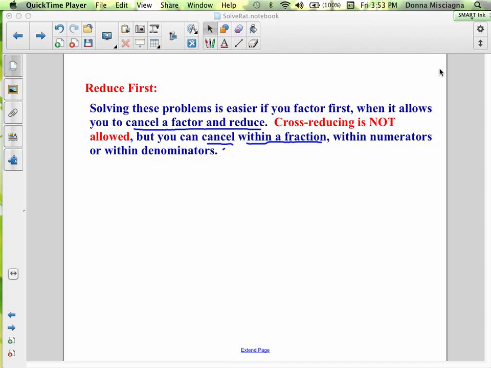In this podcast, we're going to be looking at rational functions where we could reduce first. Solving these problems is easier if you factor first when it allows you to cancel a factor and reduce. Remember, cross-reducing is not allowed when you're solving a proportion, but you can cancel within a fraction, within numerators, or within denominators. Let's look at the first one.